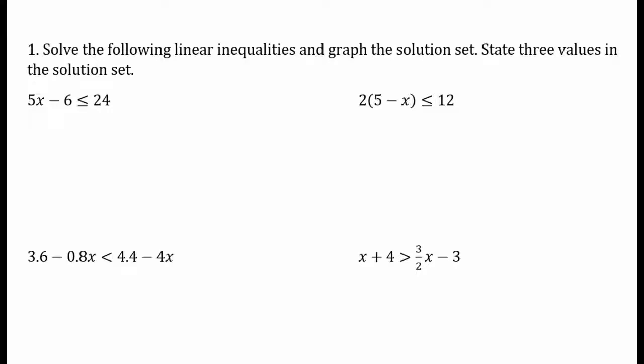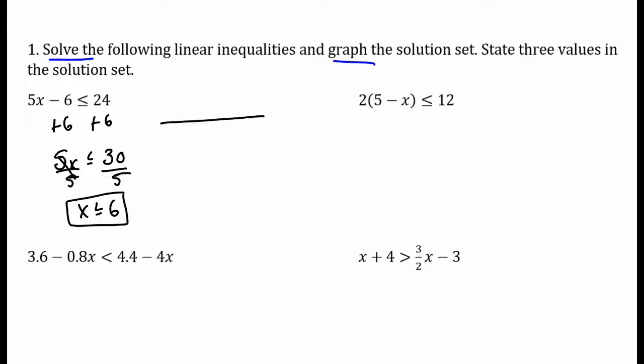So let's jump right into it. Solve the linear inequalities and graph the solution set. Well, this first one's pretty straightforward. It's a nice two-step one. Add 6. 5x is less than or equal to 30. Divide by 5. And I got x is less than or equal to 6.